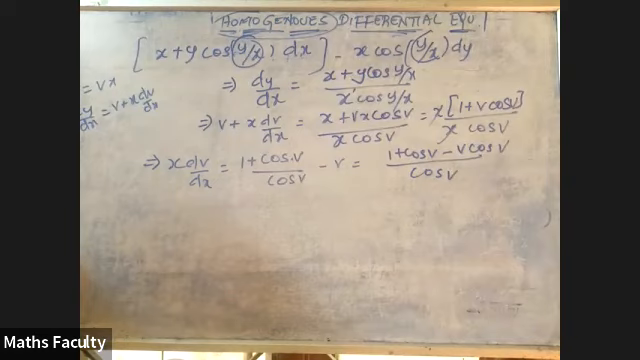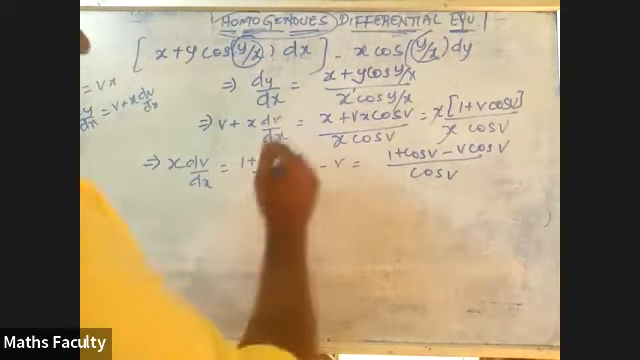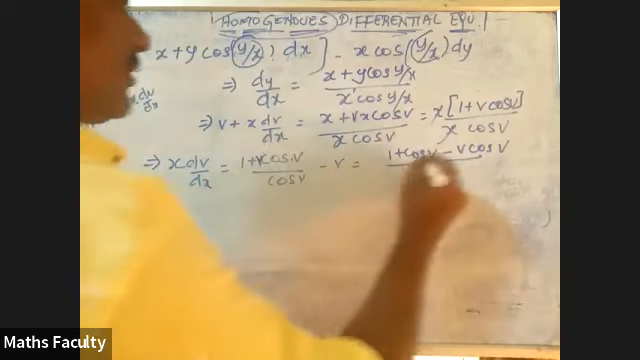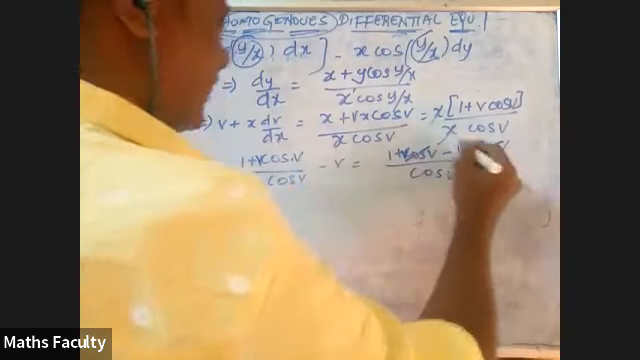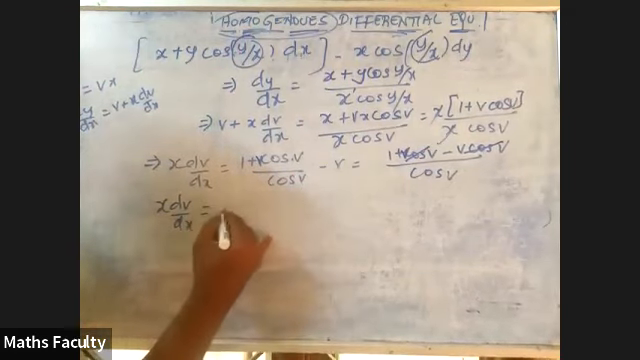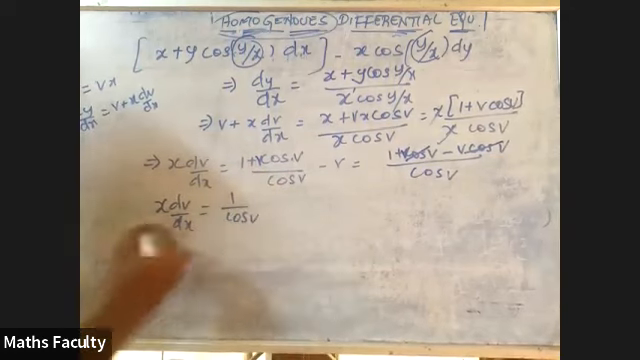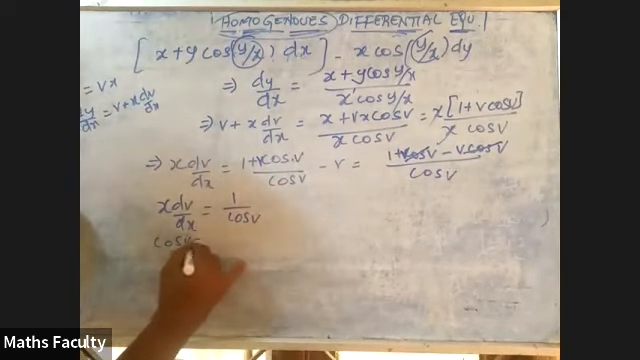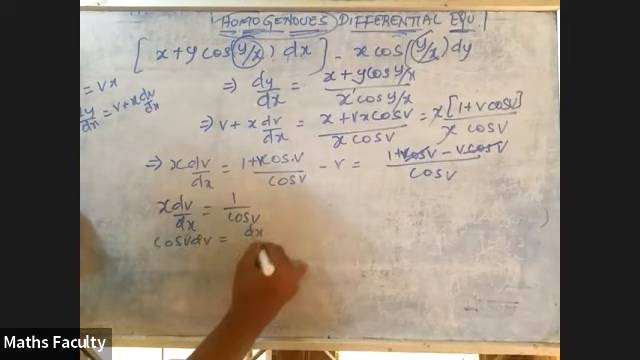Yes, sir. Okay. Now I can write this as... here is V, I made a mistake, I missed the V here. Okay? Now cancel these two things. We'll get x dv by dx is equals to, we can write this as 1 by cos v. Now you separate the variables.